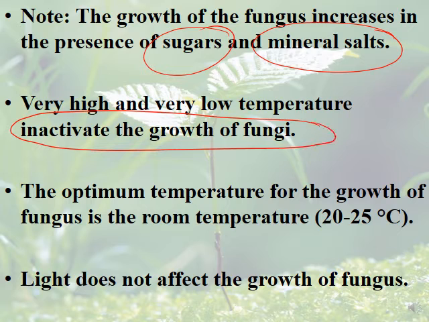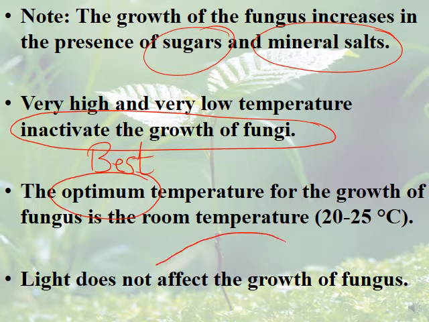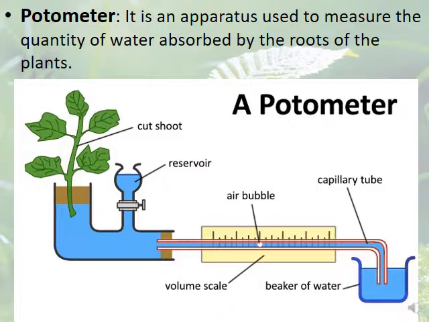You have to know that very low temperature and very high temperature inactivate the growth of the fungi. It stops the growth of the fungi. However, whenever you see the word optimum, it's the best temperature for the growth of the fungus. It's the room temperature, which is about 20 to 25 degrees Celsius. And you have to pay attention that light does not affect the growth of fungus.